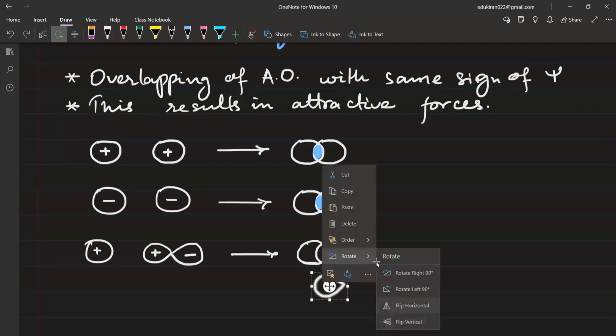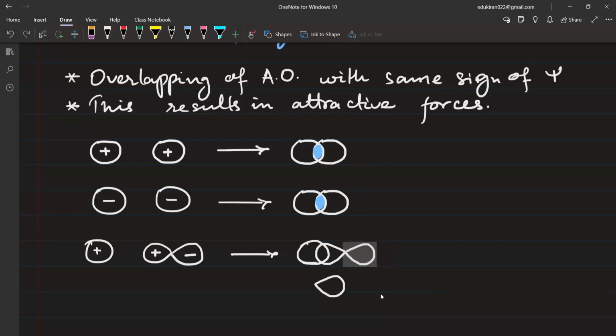Okay. So here we have positive here, positive here, and positive here, and here it was negative. So here we have good overlap, positive overlap. You can also have pp overlapping.